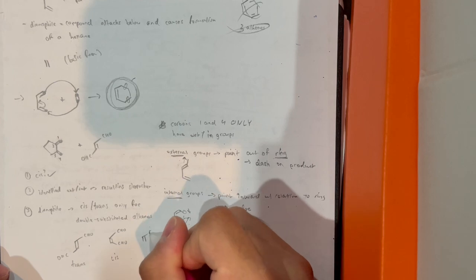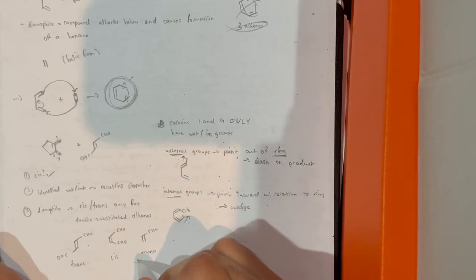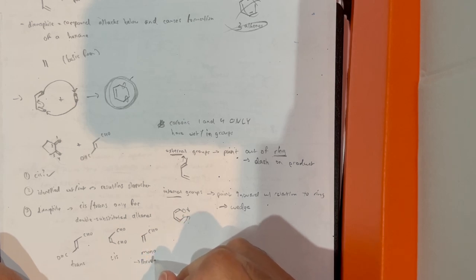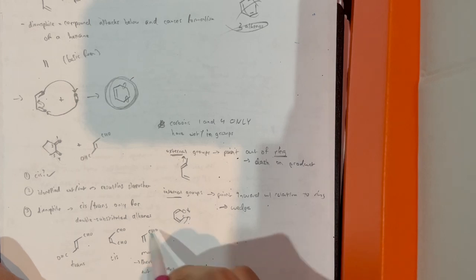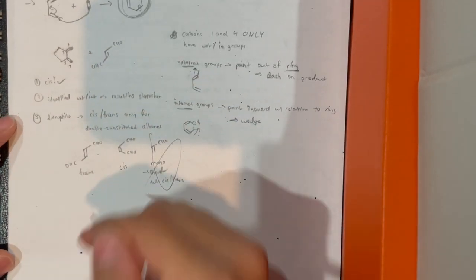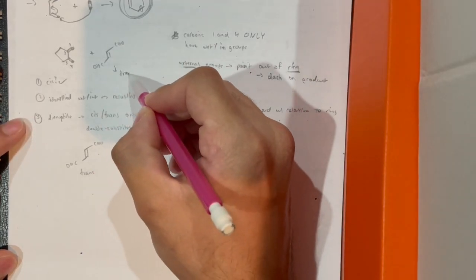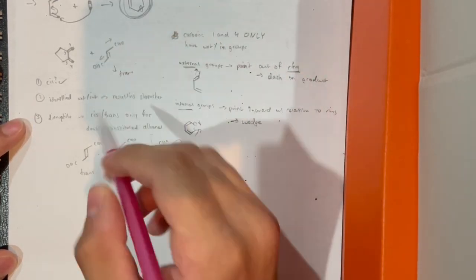This guy is mono, so no. Mono, therefore not cis or trans. So mono, no cis or trans, okay? Hopefully that makes sense. So I've identified on this guy that this is trans, correct? Because both are facing different directions. If it was cis, they would both be the same direction.